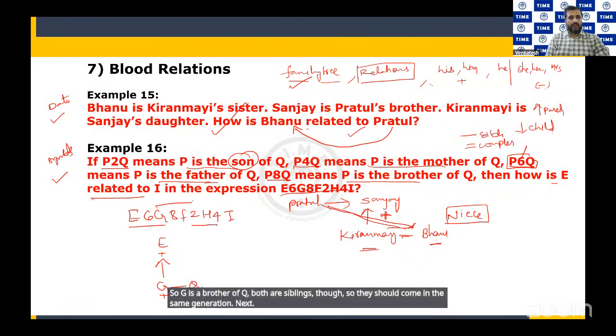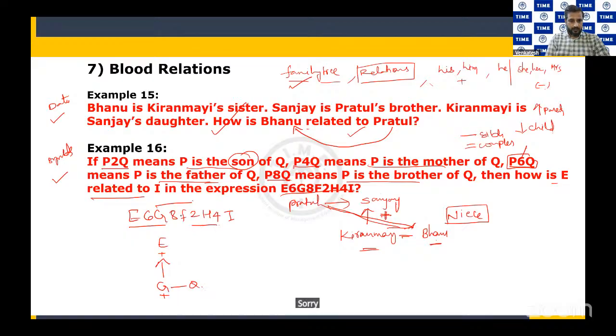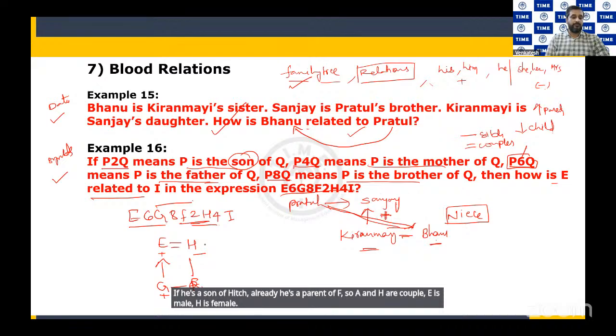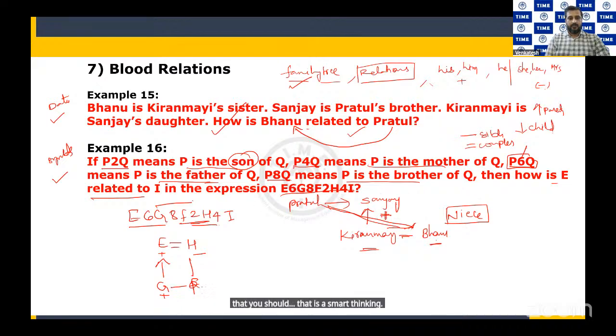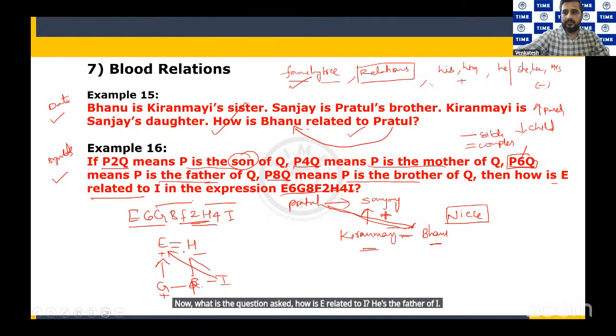Next, F2H. What is F2H? 2 here means son. So F is a son of H. Already E is the parent of F, so E and H are a couple. E is male, H is female. That is smart thinking. Now, finally, H4I. What does 4 stand for? Mother. H is the mother of I. So G, F, I are siblings. Now, what is the question asked? How is E related to I? E is the father of I.